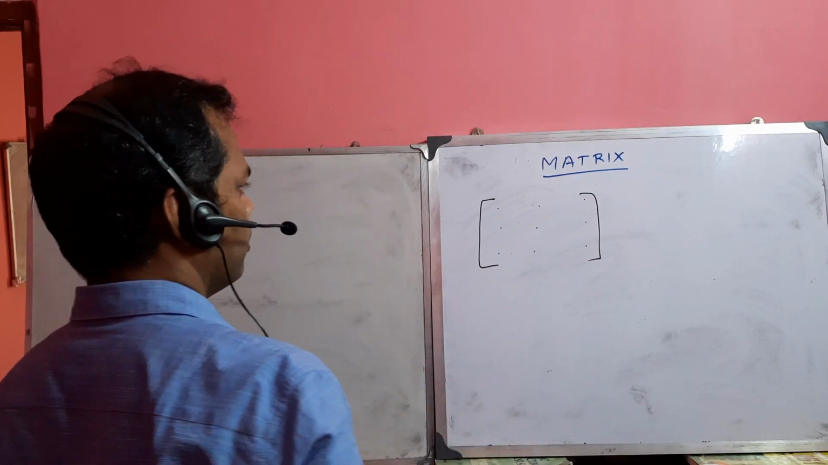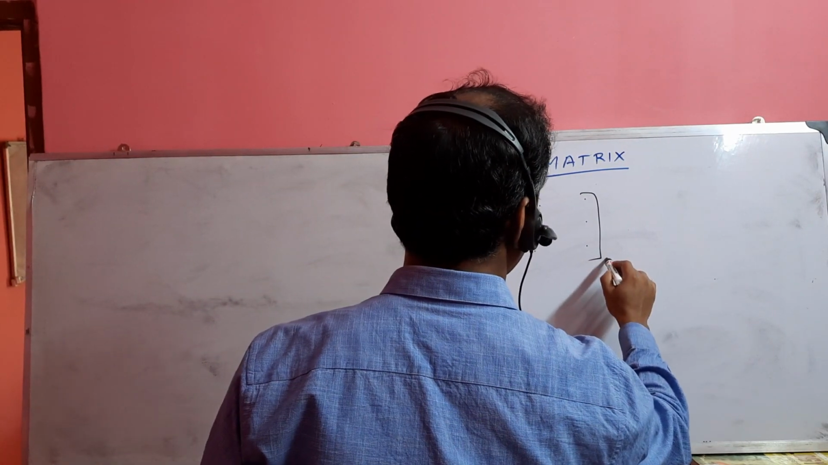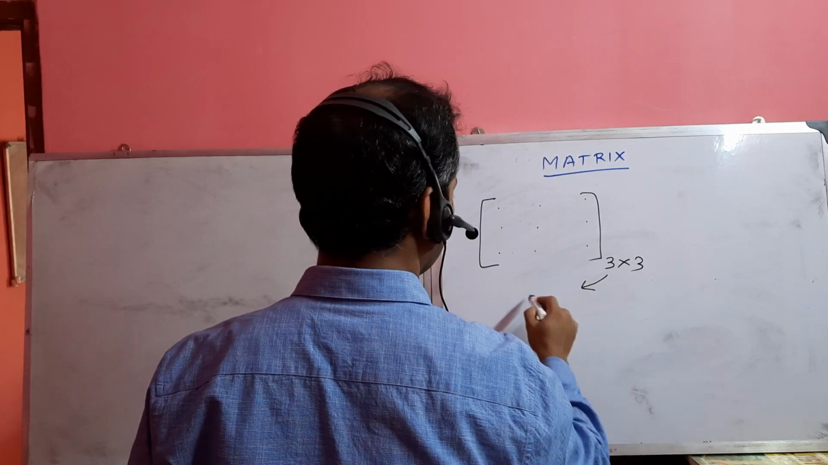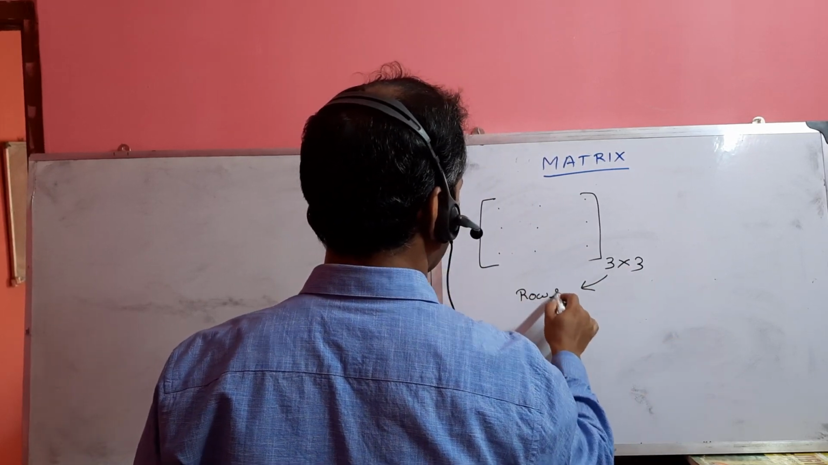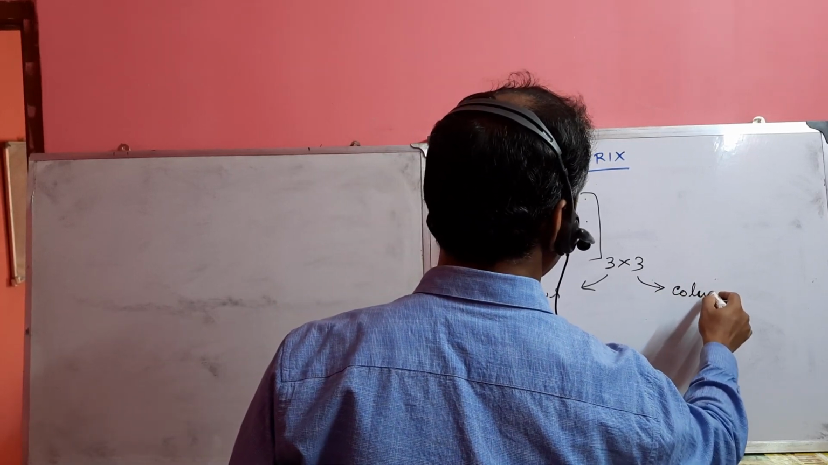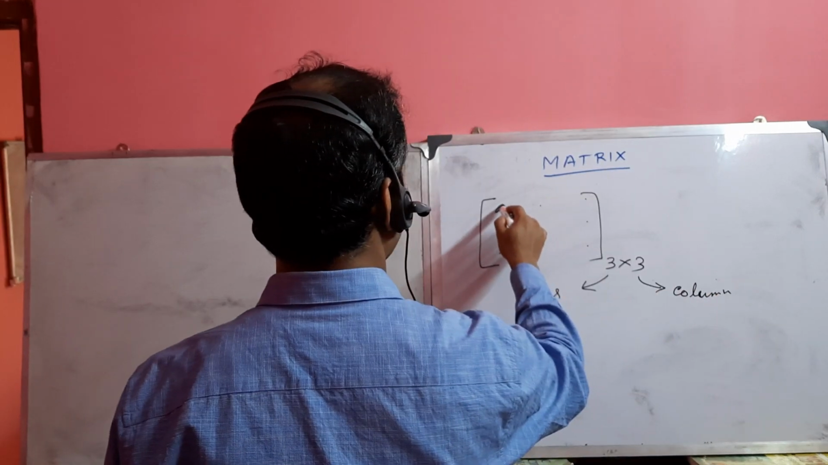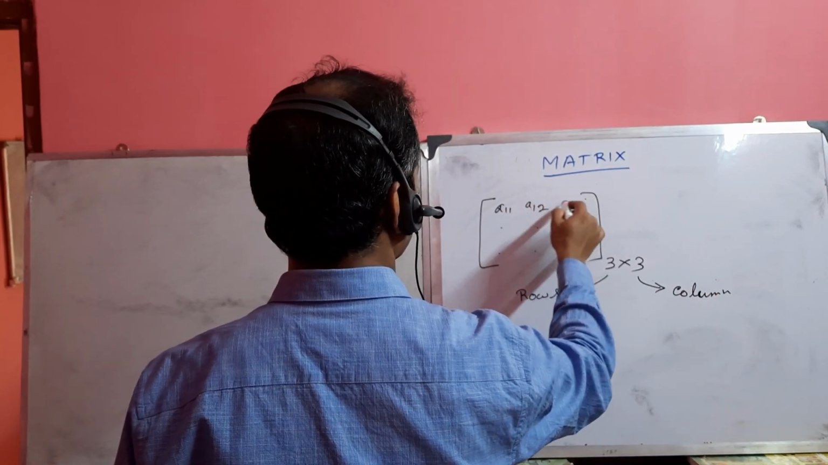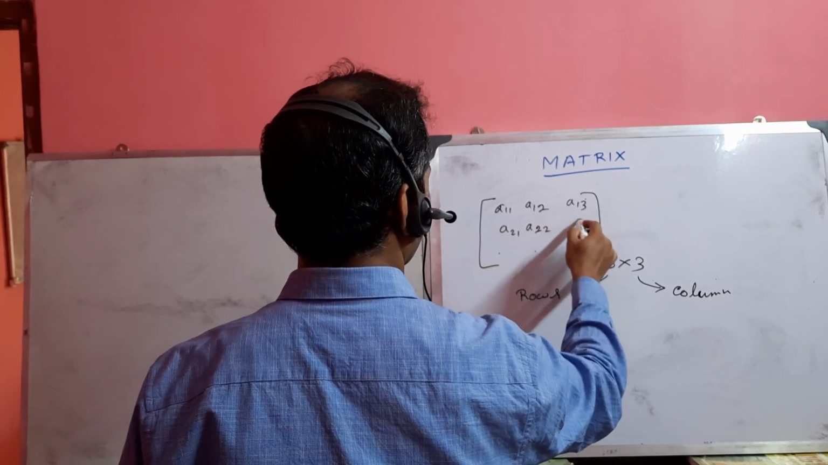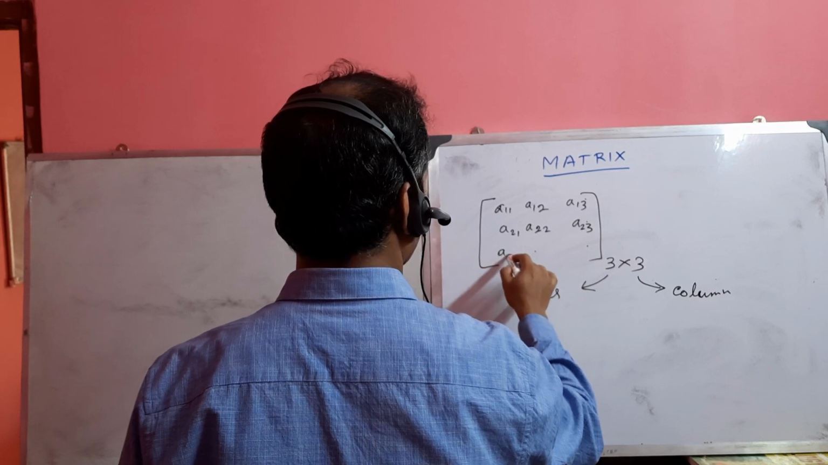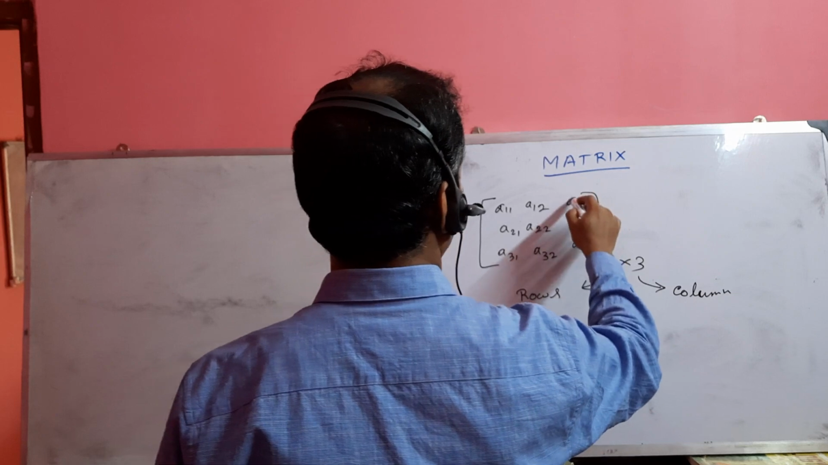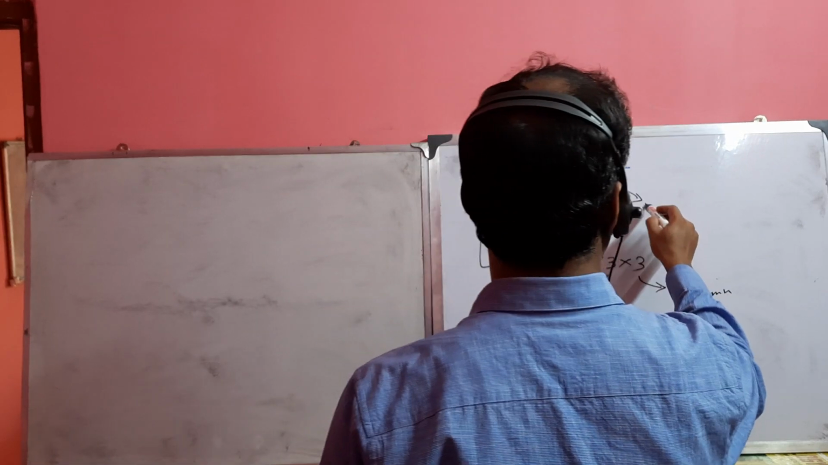Here, a matrix can be represented as 3 by 3. It means the first one is the number of rows and the second one is the number of columns. For example, A11, A12, A13, A21, A22, A23, A31, A32, A33.